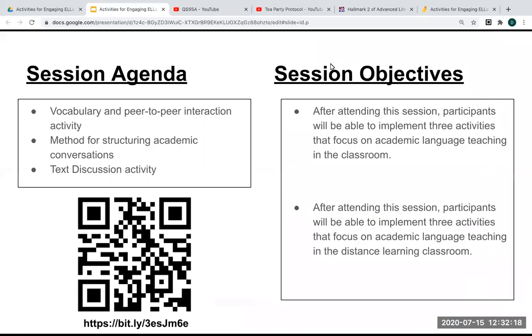So in this session, we're going to talk about different activities that focus on academic language teaching. And one resource is a vocabulary and peer-to-peer interaction activity. Another is a method for structuring academic conversation. And the final activity that I'll share with you is a text discussion activity.